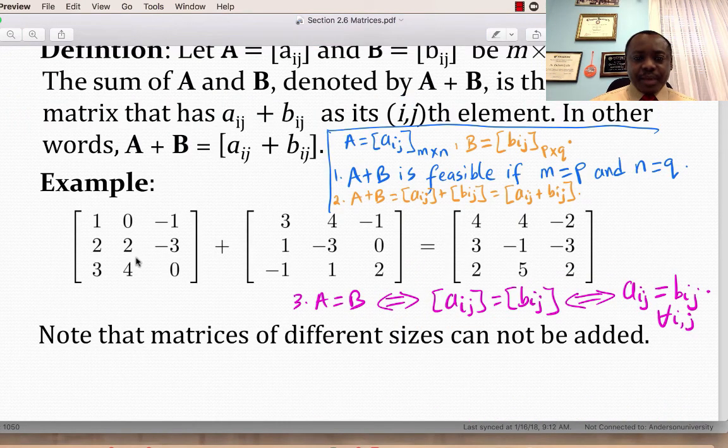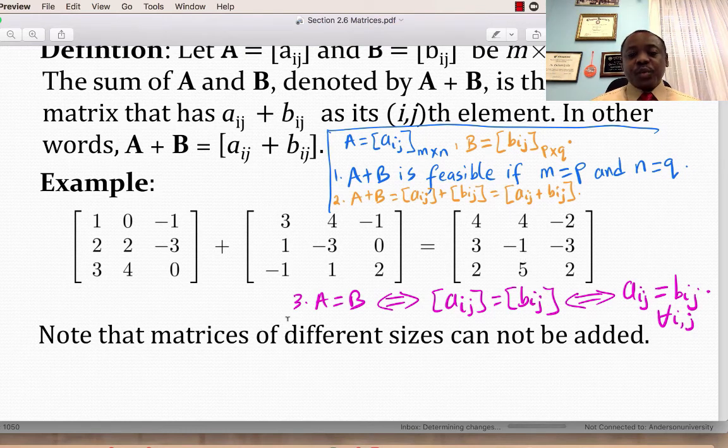Example, that's a 3 by 3 matrix. That's a 3 by 3 matrix. So addition is feasible. If I add these two, what do I get? I do 1 plus 3, that's a 4. I do 0 plus 4, that's a 4. I do -1 plus -1, which is -2, and so on and so forth.